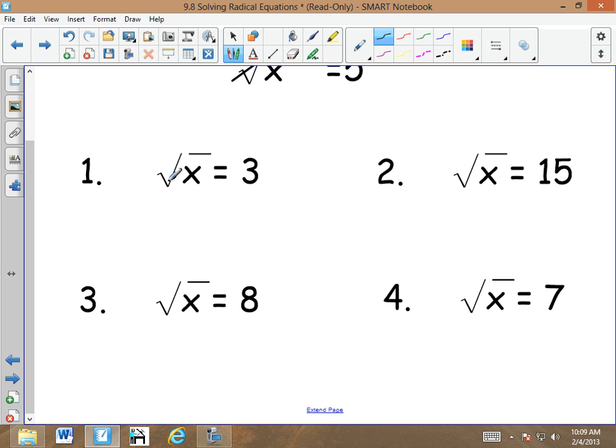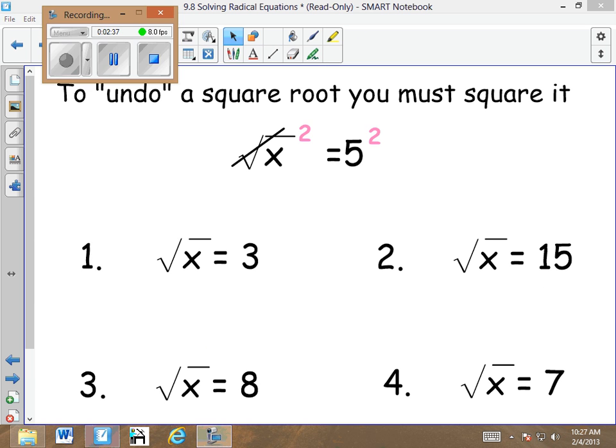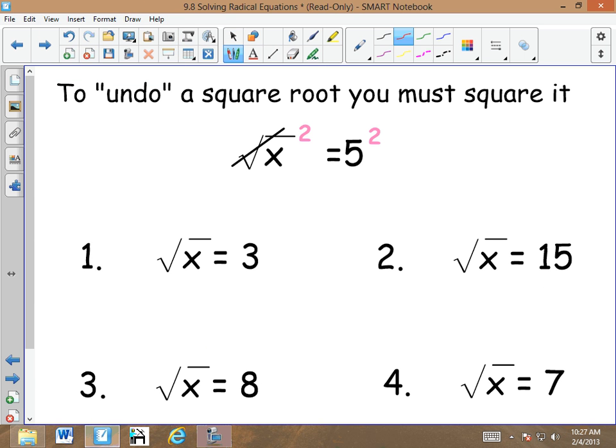9 is correct. The square root of 9 is 3. Okay, so now, in order to get rid of a square root, you just square. And whatever you do to one side, you have to do to the other. So here, I'm going to square the square root of x, and I'm going to square the 3. The square and the square root cancel, leaving me x equals 9. Now that makes sense because the square root of 9 is 3. Okay? That's all we're doing here.